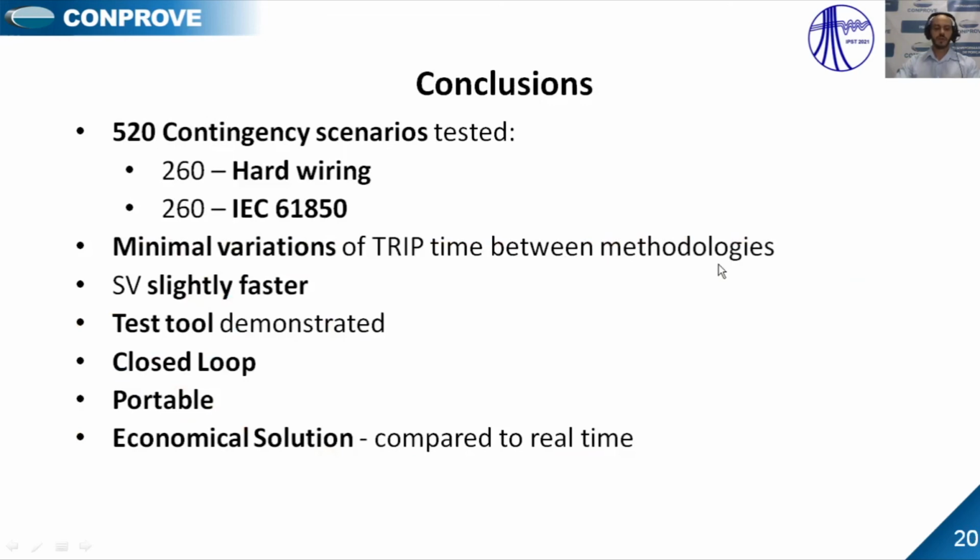Our conclusion was that we did 520 contingent scenarios, half of this with hardwire and the other half with IEC 61850. There was a minimal variation of trip time between the two methodologies. The sample value is slightly faster. We saw about 1 millisecond.